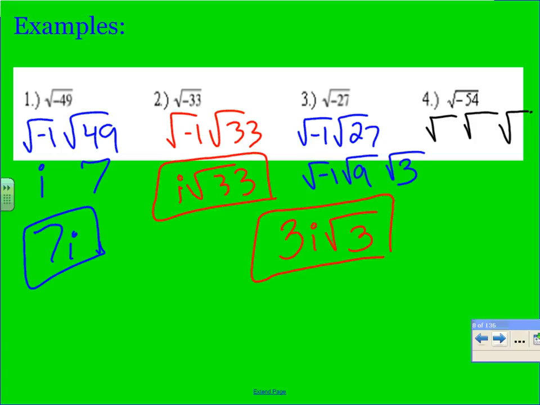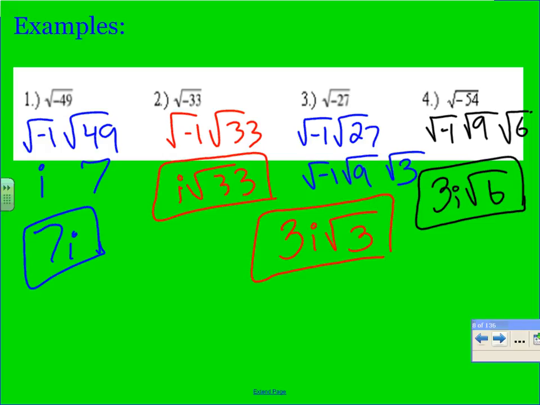Kevin, you know your multiplication tables. What's a perfect square that goes into 54? Good. What times what is 54? Try 6. And what else? Okay. What else, Kevin? Okay, pay attention, please. Okay, Anna, what would the answer be? Good. 3I times square root of 6. All right, easy, right?